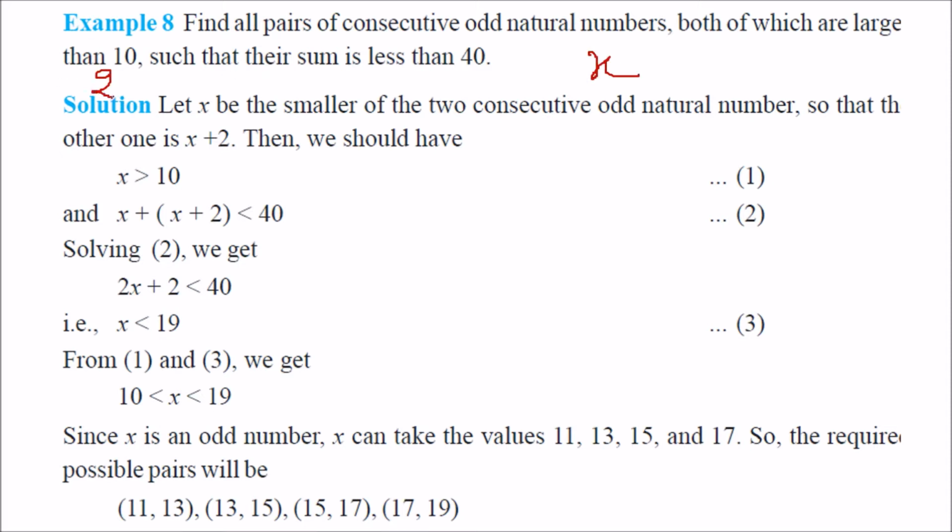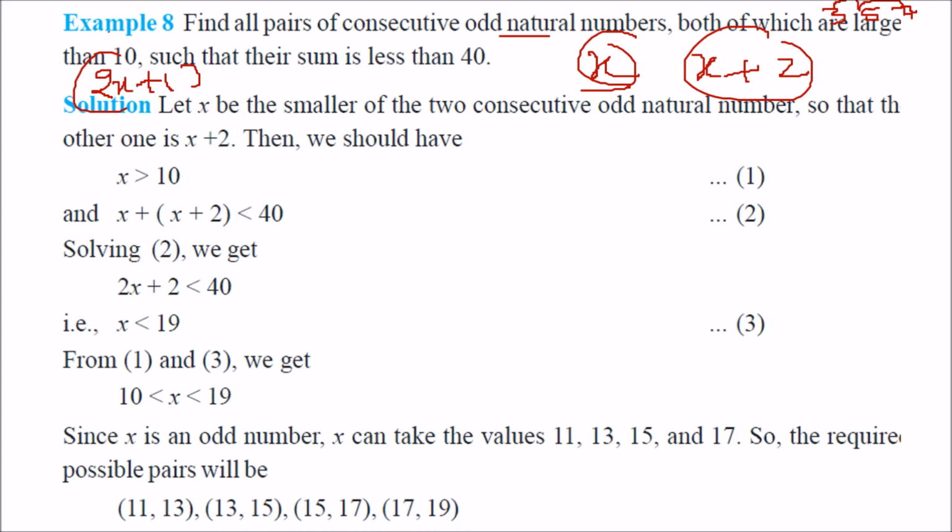You'll be tempted to take it as 2x plus 1. Why? 2x plus 1 will actually make it an odd number, but we don't have to worry about this, because if we take x, the other number we can take as x plus 2. Say 3, what is the next odd number after 3? 5. What is the next odd number after 5? 7. So this is an increment of 2. So if you take one number as x, the next will be x plus 2.